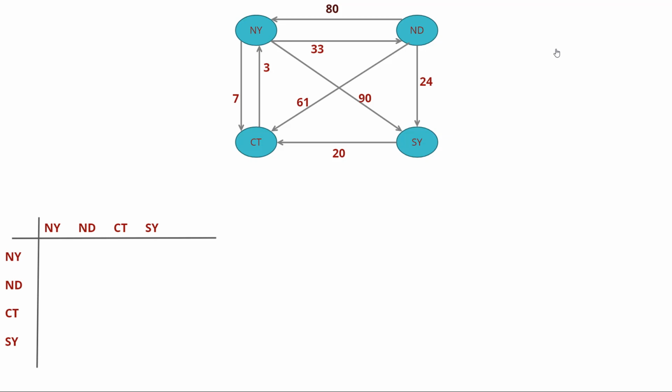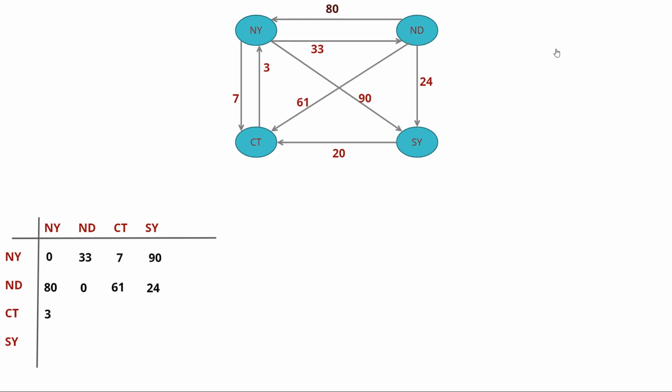The weightage of the path to travel from NY to NY is 0 because the source and destination vertex are the same. The weightage of the path to traverse from NY to ND is 33. Similarly, the weightage of the path from NY to CT is 7. The weightage of the path from NY to SY is 90. Similarly, I have entered the weightage of the paths from ND to the other vertices.